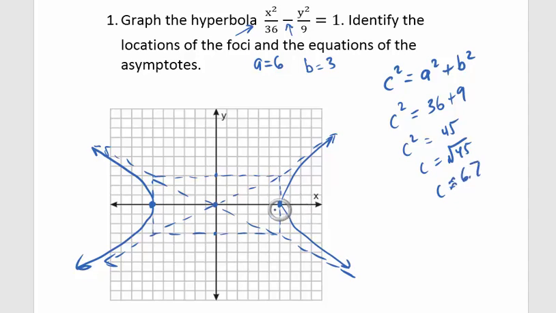So I'm going to come now on my transverse axis and come out 6.7. Well, we already knew this was 6, so it's really just coming out that 0.7. So it looks like my foci are going to be right about there, in both of those directions.